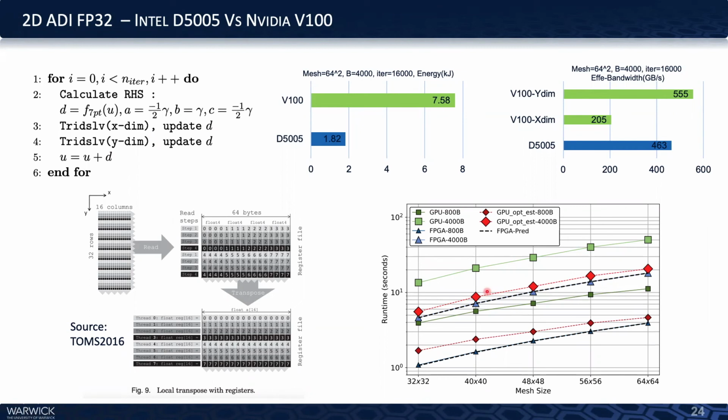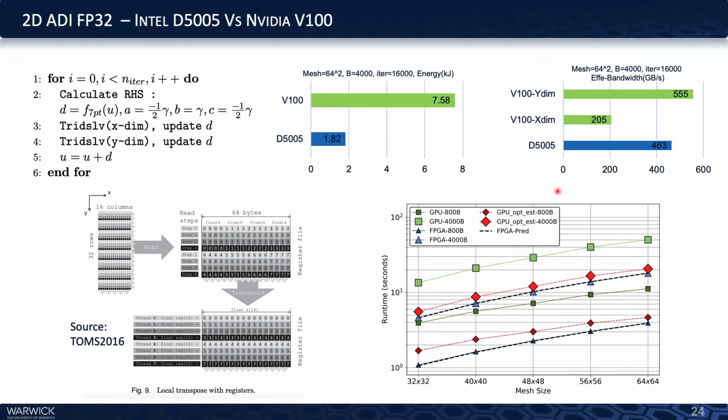Here we note that the GPU library doesn't support coefficient fusion, so we estimate the GPU performance if the optimization is done, and it is plotted as the dotted red line. We see the FPGA is still faster.